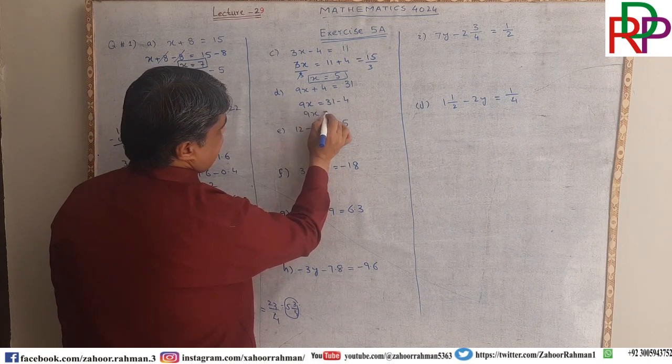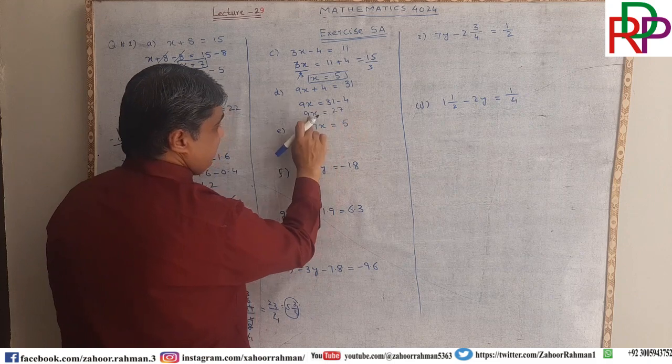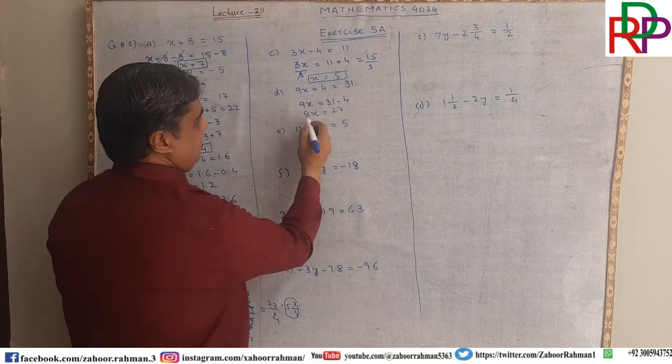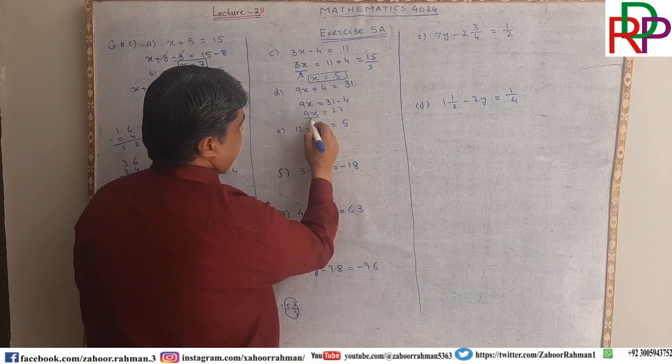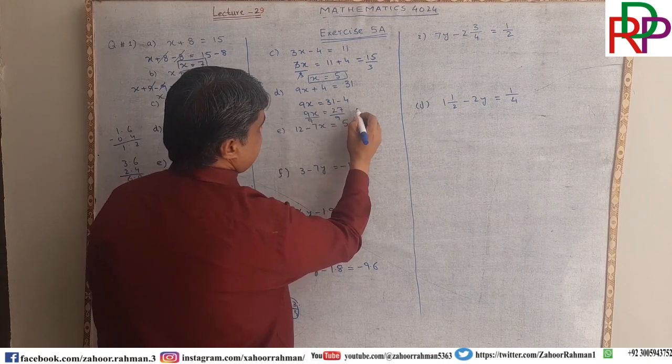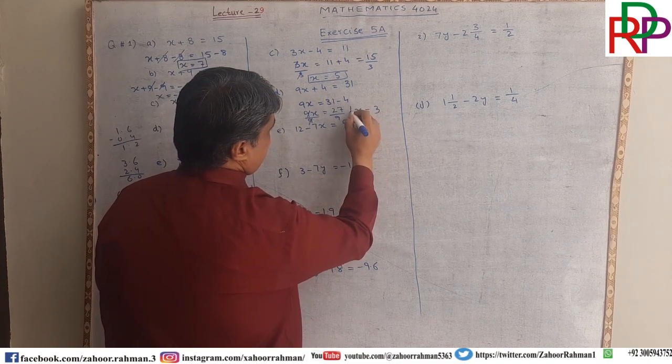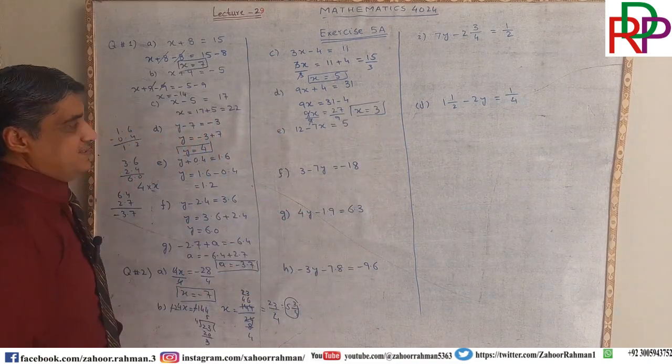Here also another question, 9x is equal to 31 minus 4. So 9x is equal to 27, because it is multiplication on the left side. So you have to divide it by 9 on both sides. So this 9 will be cancelled with this one. x is equal to 3 is the answer.